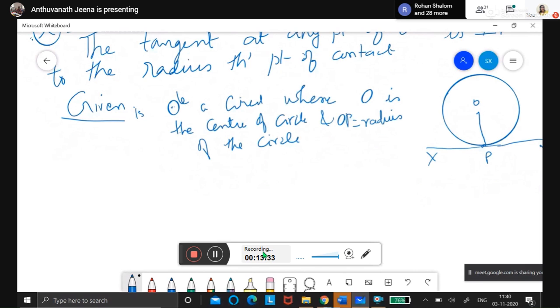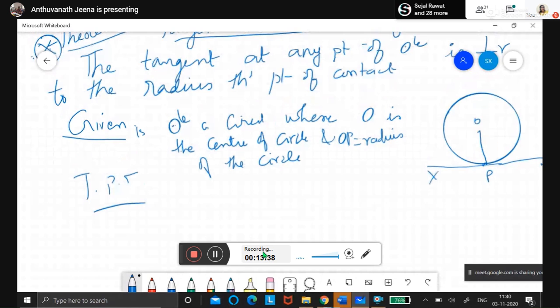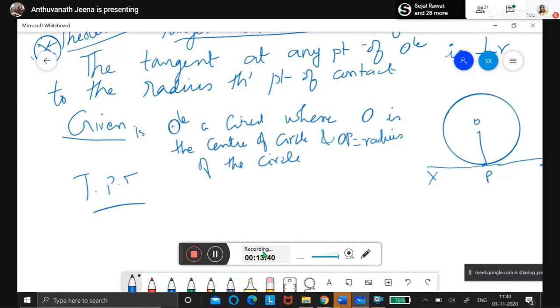Given. What you have to prove: the tangent at any point of a circle is perpendicular to the radius through the point of contact. What do you mean by point of contact? The tangent touches the circle at one and only one point. That one and only point is called the point of contact. So at the point of contact, the tangent and the radius are perpendicular, you need to prove.